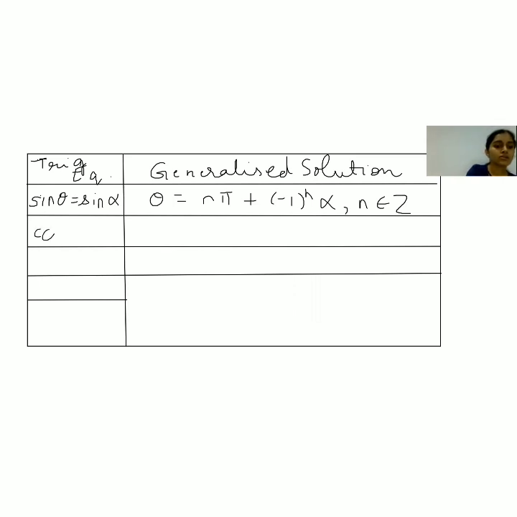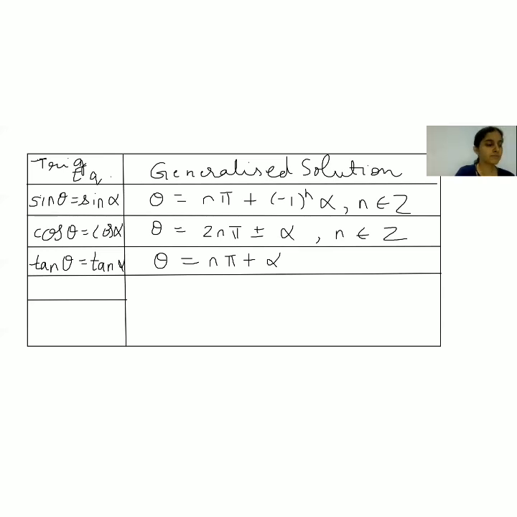Again, cos theta is equal to cos alpha. Theta values is 2n pi plus minus alpha. Again we write n belonging to z. Then we have tan theta is equal to tan alpha, which is theta values lie between n pi plus alpha. So this is again n pi plus alpha, comma n belonging to z.